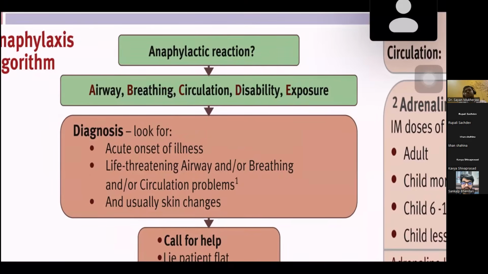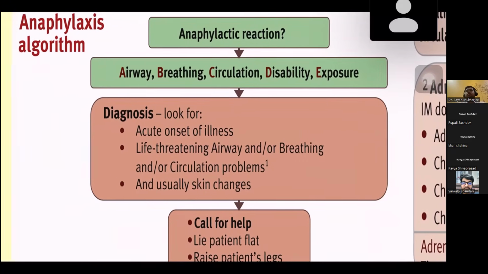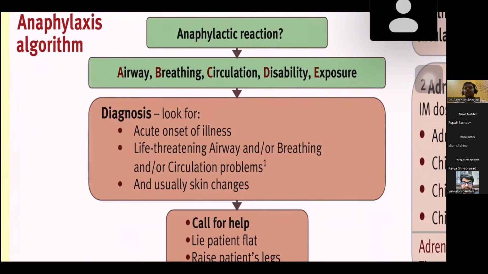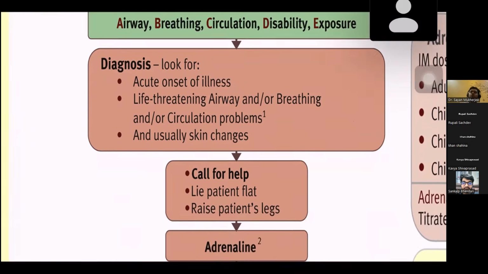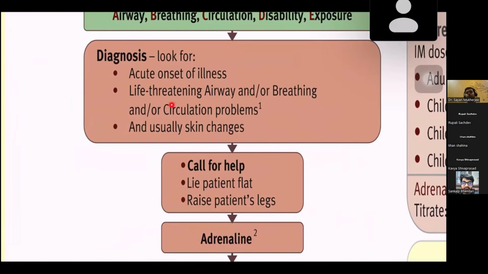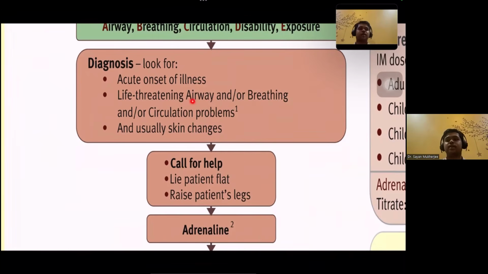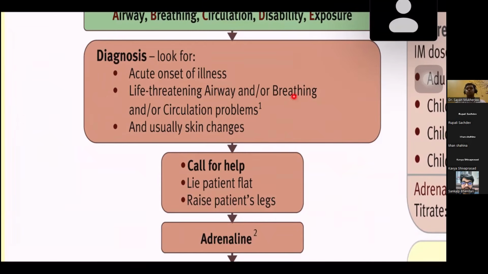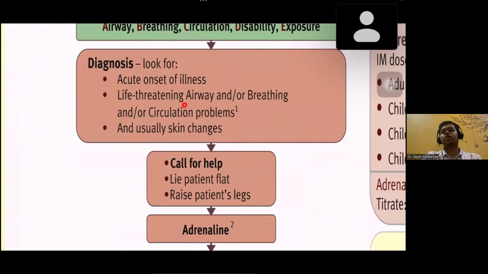So of course, ABCDEs are a must. You first do that. Check the airway. Check whether there is any stridor in his breathing. Check whether his airway is patent or not. Circulation. These patients can have anaphylactic shock and reduced blood pressure. Check for decreased BP, and then disability and exposure. Just look for life-threatening airway and breathing changes, just as I told you. Life-threatening airway changes is stridor, and breathing changes is basically swelling in the airway, and skin changes are hives.